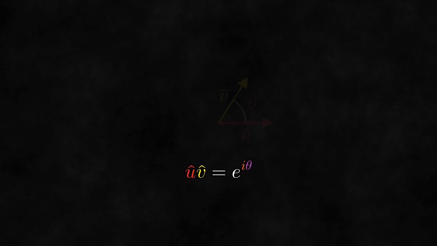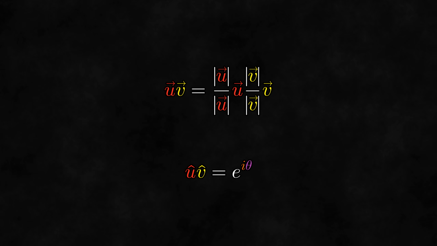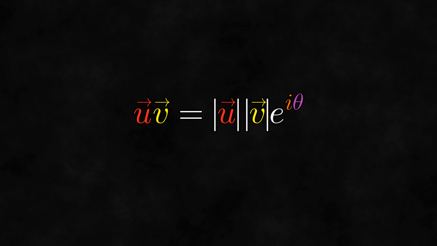Now you may be wondering, what about non-unit vectors? Well, we can do the same scalar algebraic trick that we have done before. For the product of 2 arbitrary vectors, we can multiply and divide by their magnitudes and then pull the magnitudes out, leaving normalized vectors. Then, the product of the 2 unit vectors is e to the i theta, producing this equation for the product of 2 arbitrary vectors in 2D.